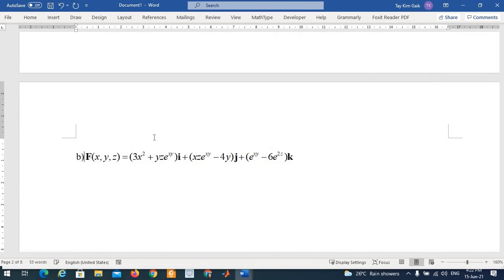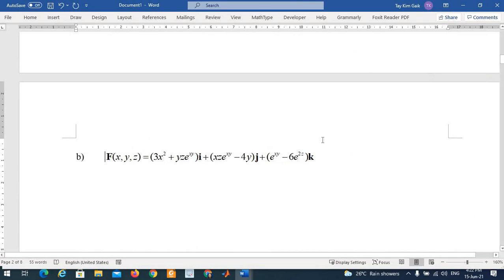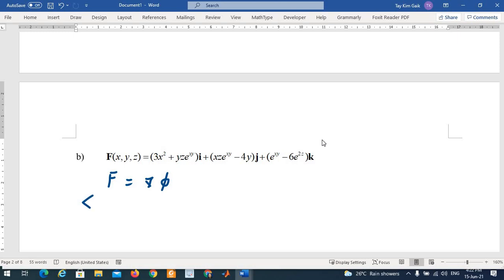This is question B. If this is the F, and since F is conservative, then F equals del phi. So F, I put it into this notation for vector, which is 3x squared plus yz e^(xy) at component i. Component j is xz e^(xy) minus 4y. Component k is e^(xy) minus 6e^(2z).